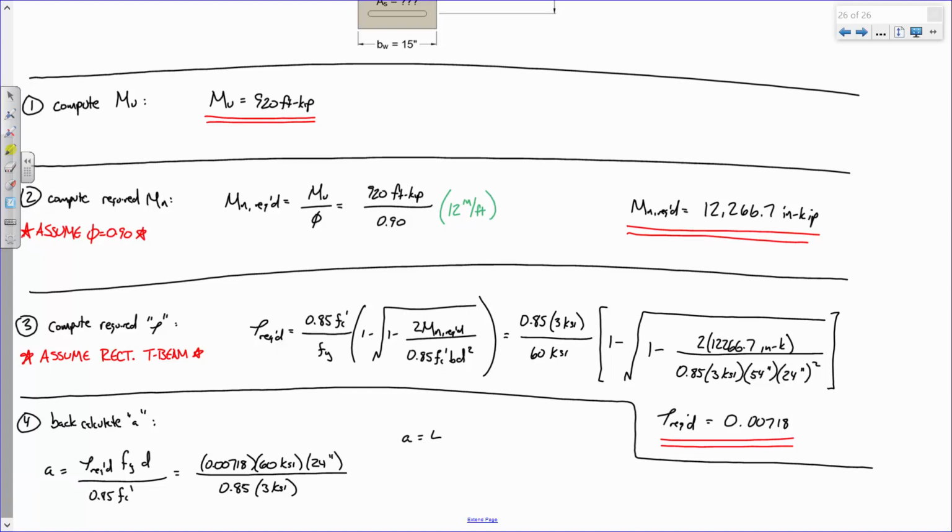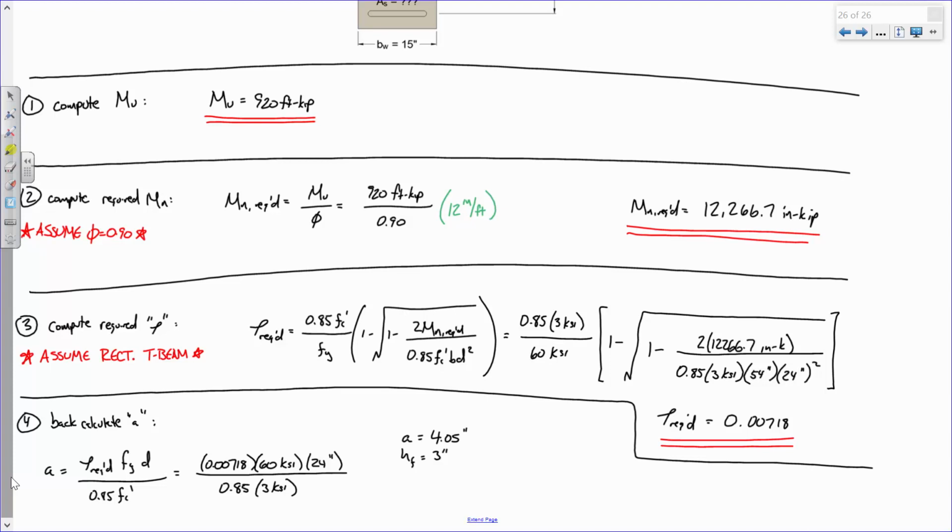Okay, so now we're doing this step in order to verify the assumption that this is a rectangular T-beam. In order to verify that assumption, what do I compare that value against? hf. And so what is hf for this beam? 3 inches. So what can you tell me about the assumption that this is a rectangular T-beam? That assumption is false, because the stress block is deeper than the top flange.